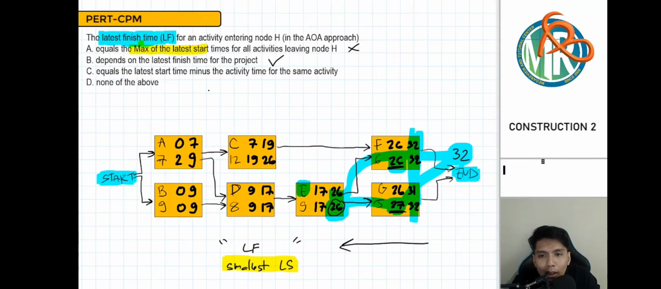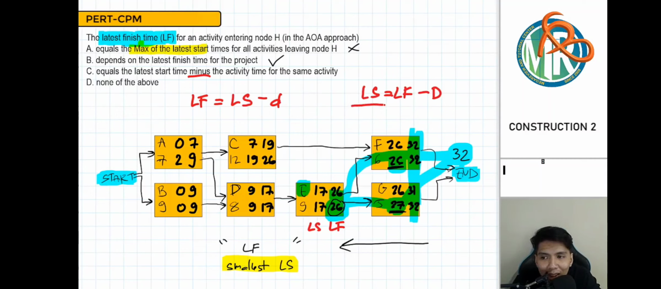The letter C sabi dyan, equal to the late start time minus the activity time of the same activity. So yung ating late finish daw, LF, equal daw siya sa late start minus the duration ng activity. Now, is this correct? Pag meron ka ng late finish, how do we get late start? Ginagawa natin is to get late start, that would be late finish minus duration. Pag umaatras na tayo, galing 26 na solving 17, we're doing 26 minus 9. Now, is this equation equal to this equation? The answer is no, hindi equal. Baliktad yung ating equation. This is LF minus this is LS minus D, which is wrong, di ba? Wrong yung ating third sentence.